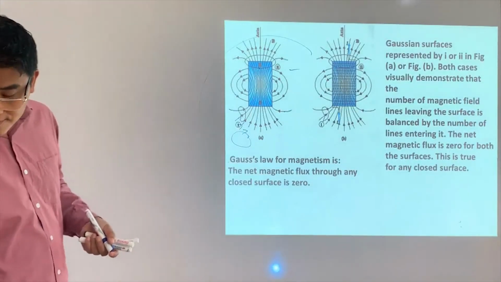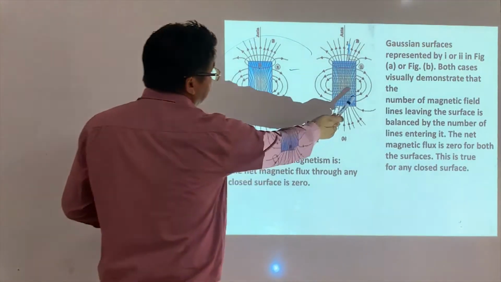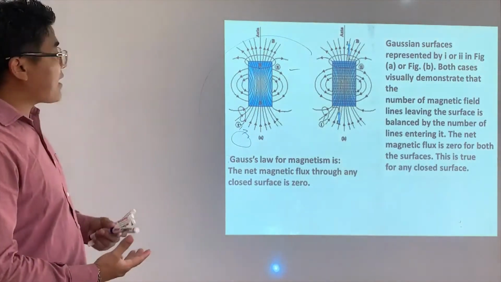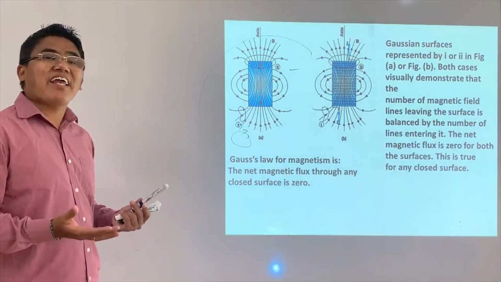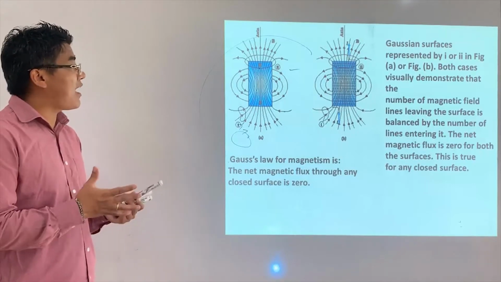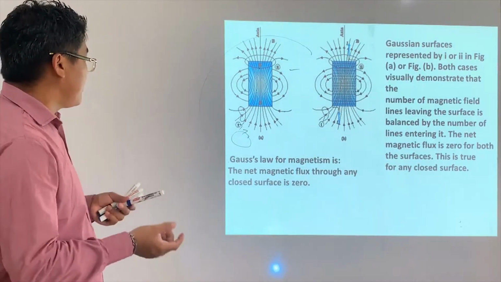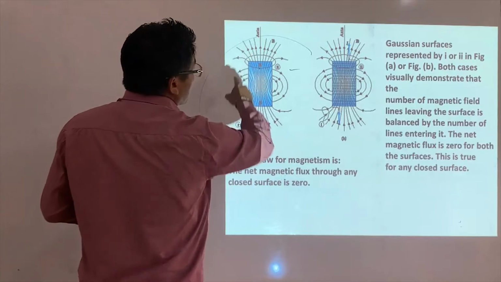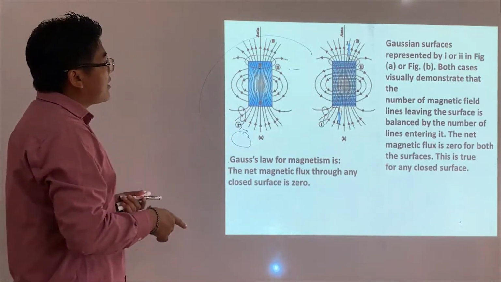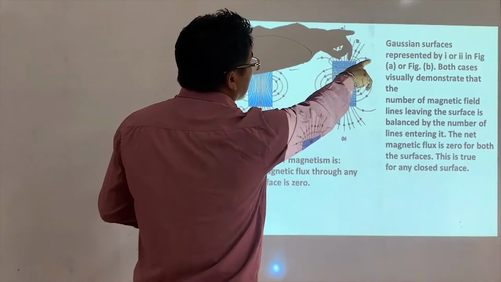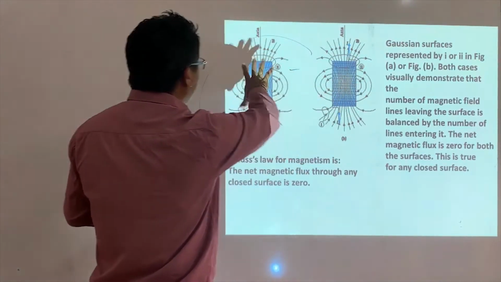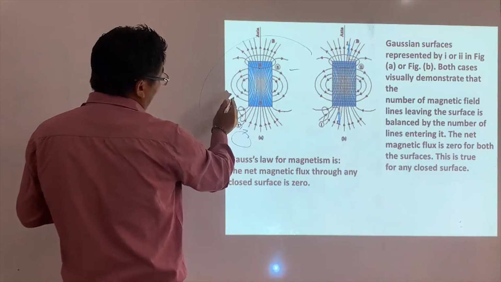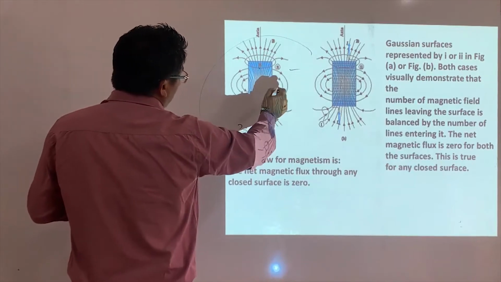And now look here. This is for a solenoid and this is for a bar magnet, and these are the magnetic field lines. So the bar magnet and solenoid magnetic fields are identical. They resemble each other. Look at both cases 1 and 2, the Gaussian surfaces. When the North Pole is coming out, the South Pole goes into it.